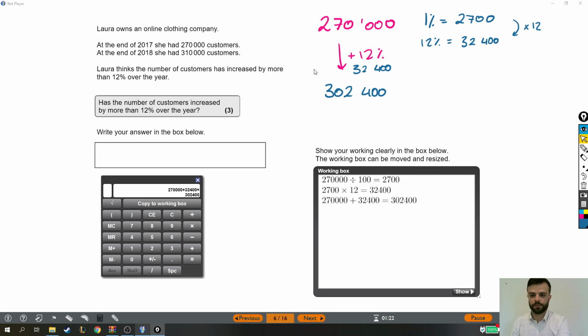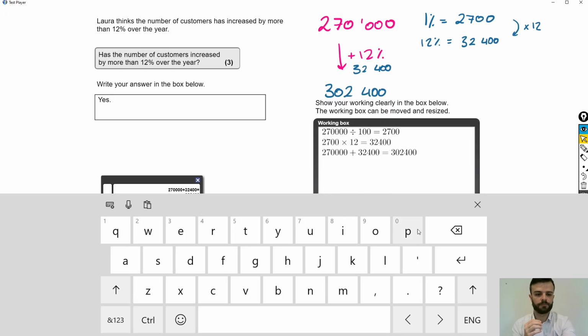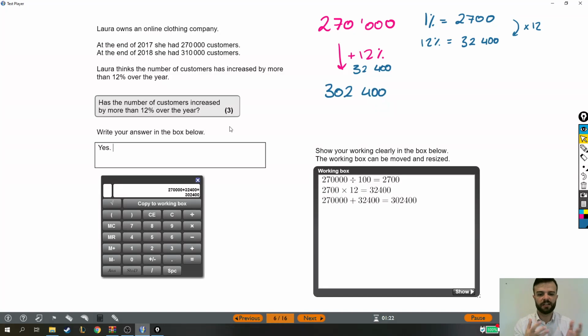So in our working out box, let's write our answer. Has the number of customers increased by more than 12% over the year? The answer is yes. We could go on to say a little bit more, but that is the answer. That is worth full marks.